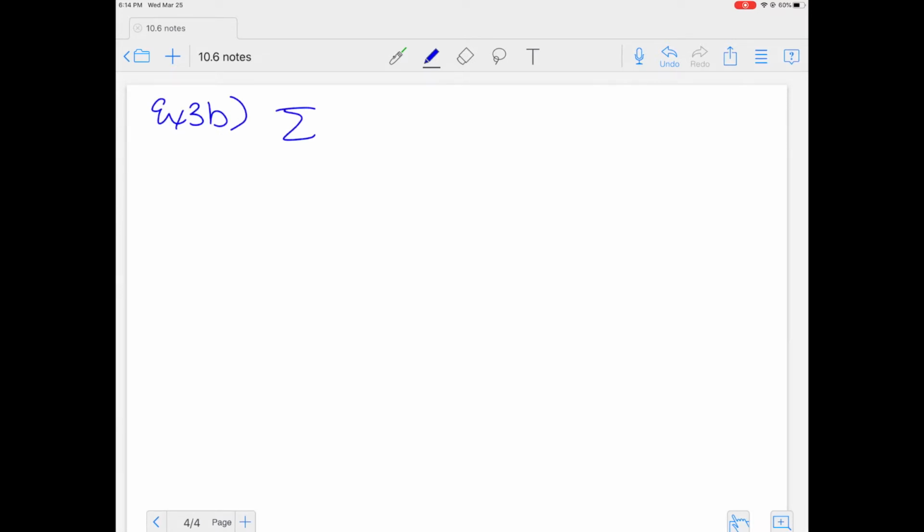The series from 1 to infinity of negative 1 to the k plus 1 over the square root of k cubed. So absolute convergence implies convergence, so you always want to go there first. So take the absolute value of this little fella.